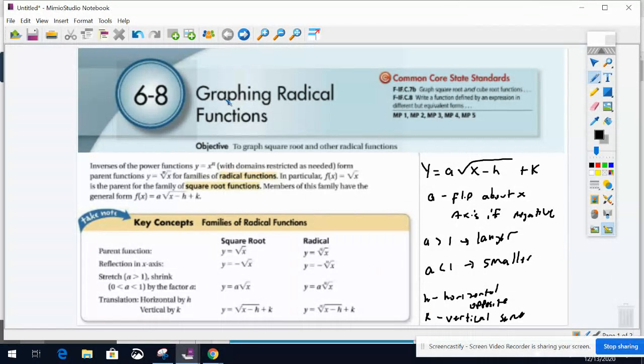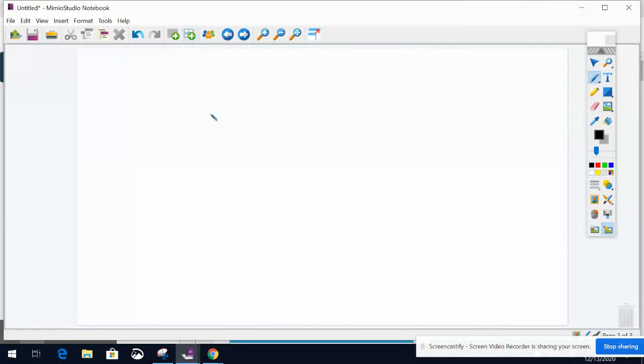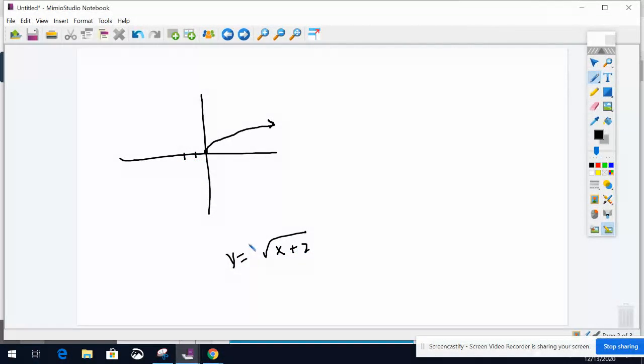If this x is negative underneath, and I haven't talked about this a whole lot, it actually flips it about the y-axis. So what does the parent function look like? A normal radical graph just looks like this. And then if you have y equals the square root of x plus 2, that would just shift it to the left 2. Same exact picture.